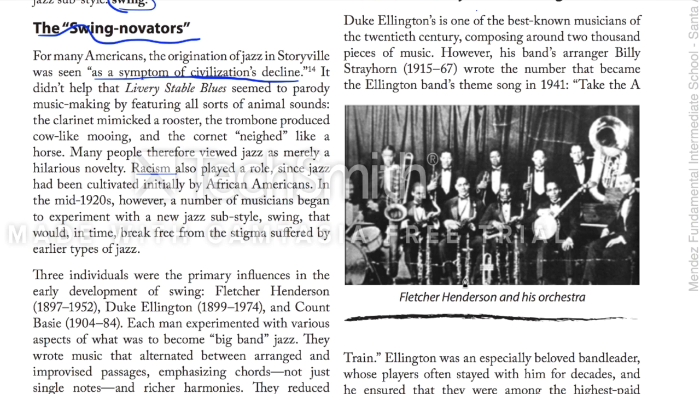In the mid-1920s, however, a number of musicians began to experiment with a new jazz substyle, swing, that would in time break free from the stigma suffered by earlier types of jazz. Three individuals were the primary influences in the early development of swing: Fletcher Henderson, Duke Ellington, and Count Basie. Each man experimented with various aspects of what was to become big band jazz.